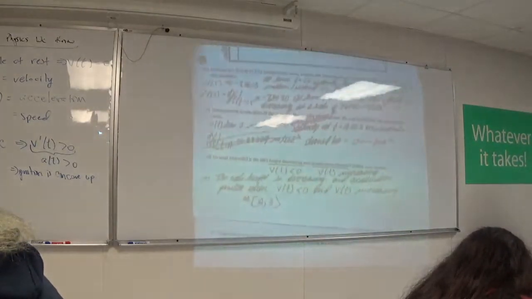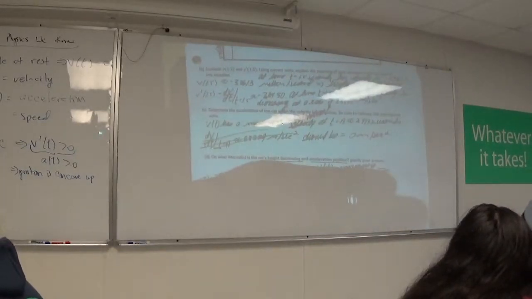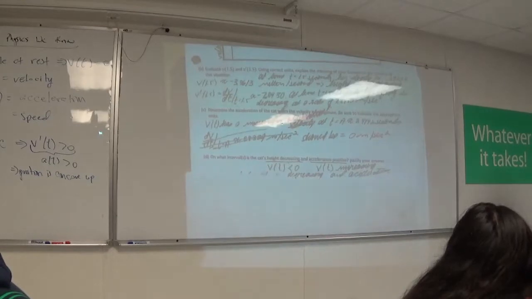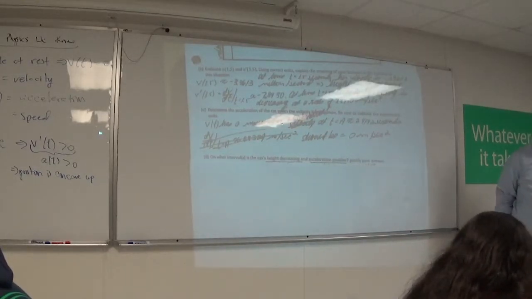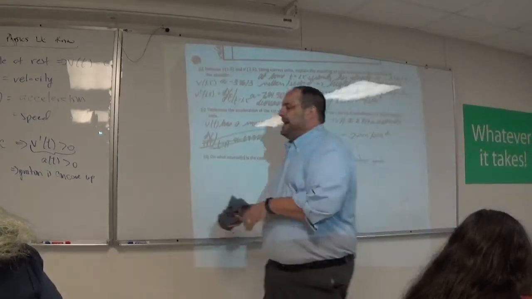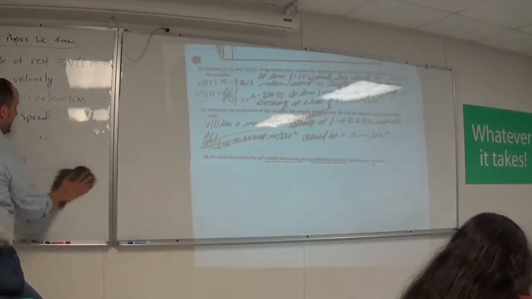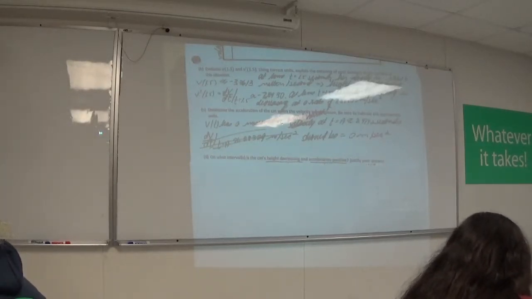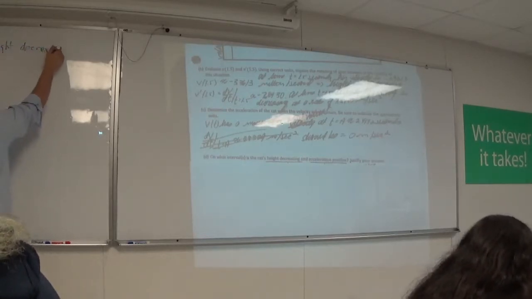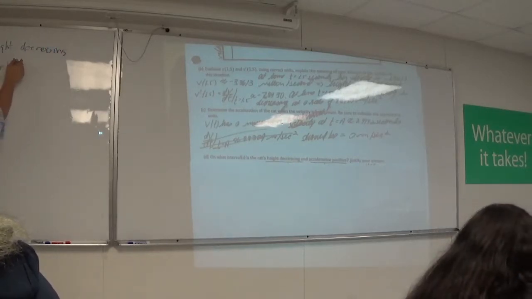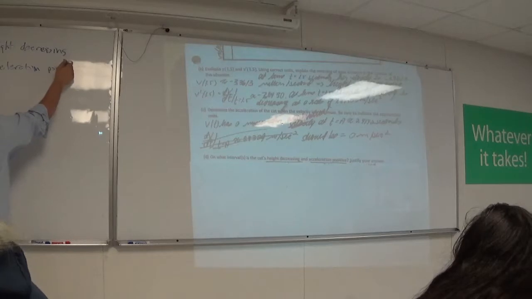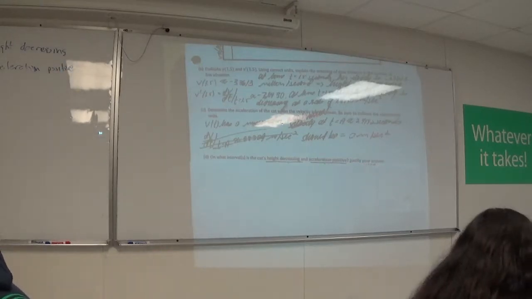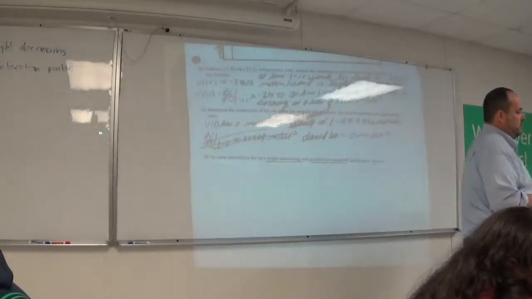I don't know that many people made it to part D, so let's start the conversation here. Part D: on what interval is the cat's height decreasing and acceleration positive? I need height decreasing, acceleration positive. And the only thing you have is the graph of the velocity. I need you to connect me back to the graph.